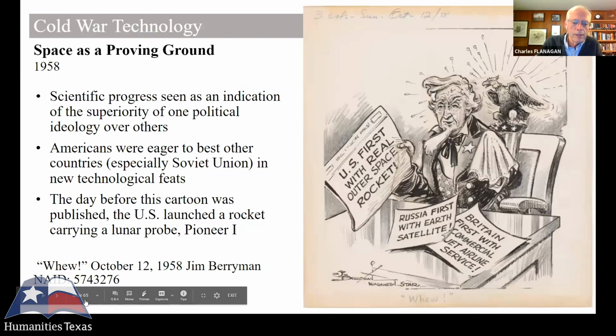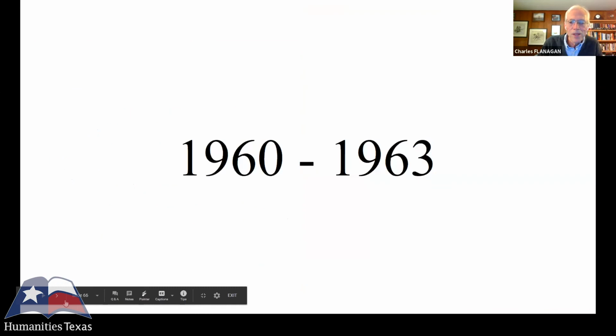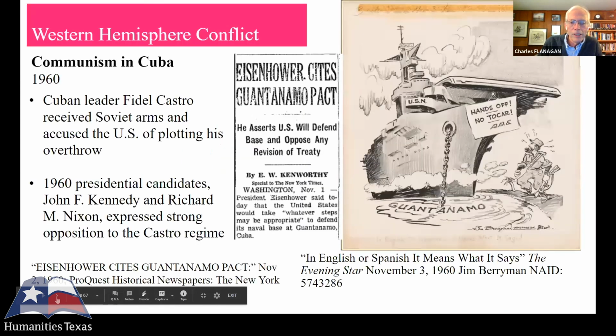Space is like a metaphor for which country is ahead. And so with this cartoon from 1958, you can show the U.S. kind of making a comeback and how proud they were of having launched a real rocket, they said. But I want to move on and finish with 1960 to 1963. I have a couple of cartoons here that I think are worth looking at.